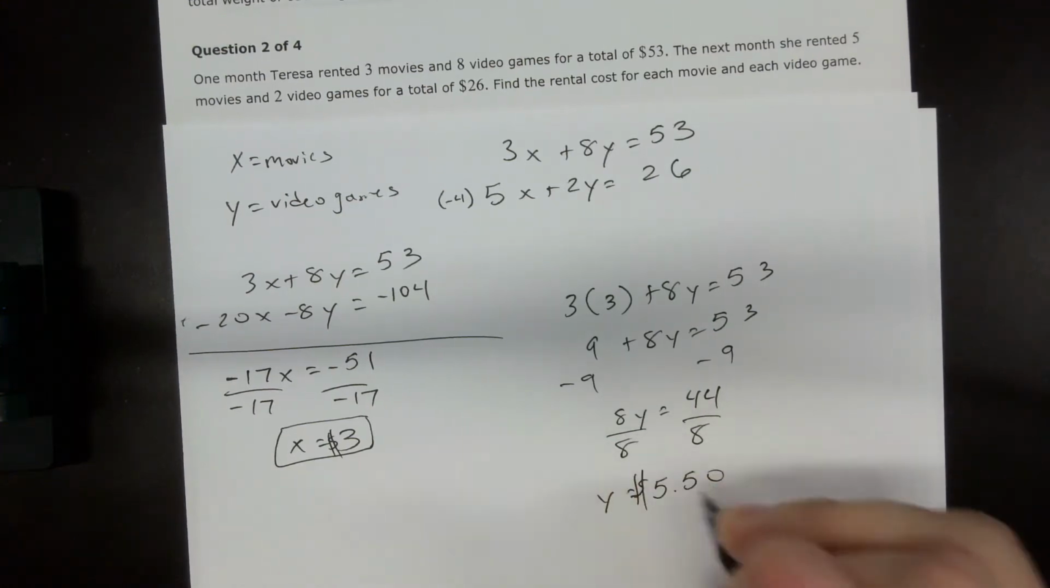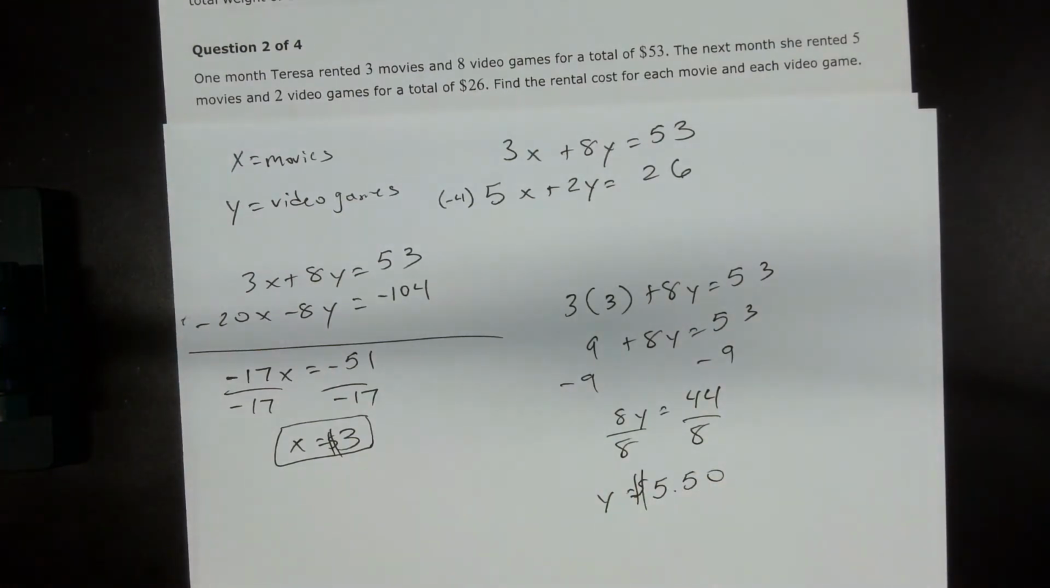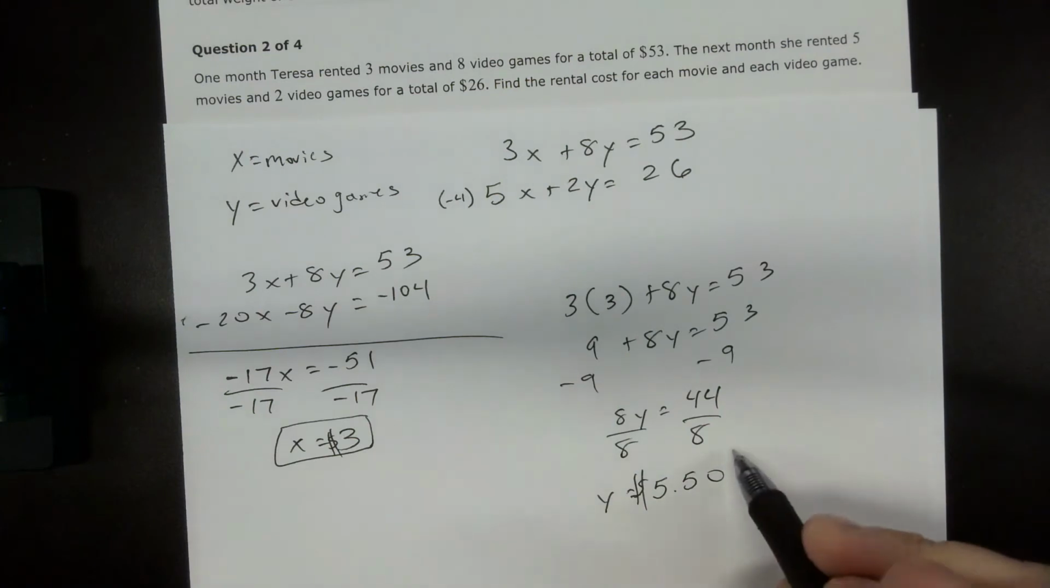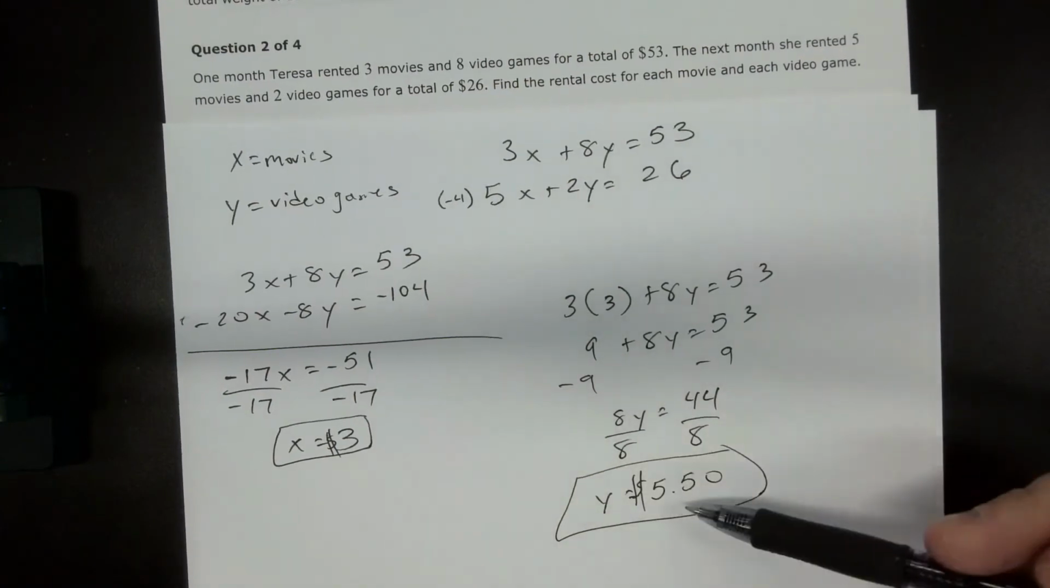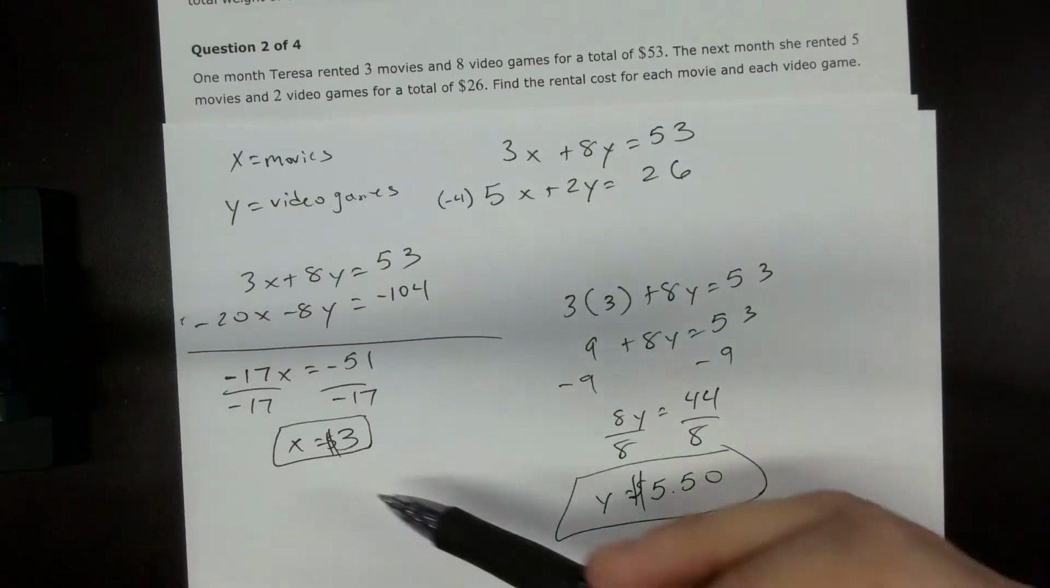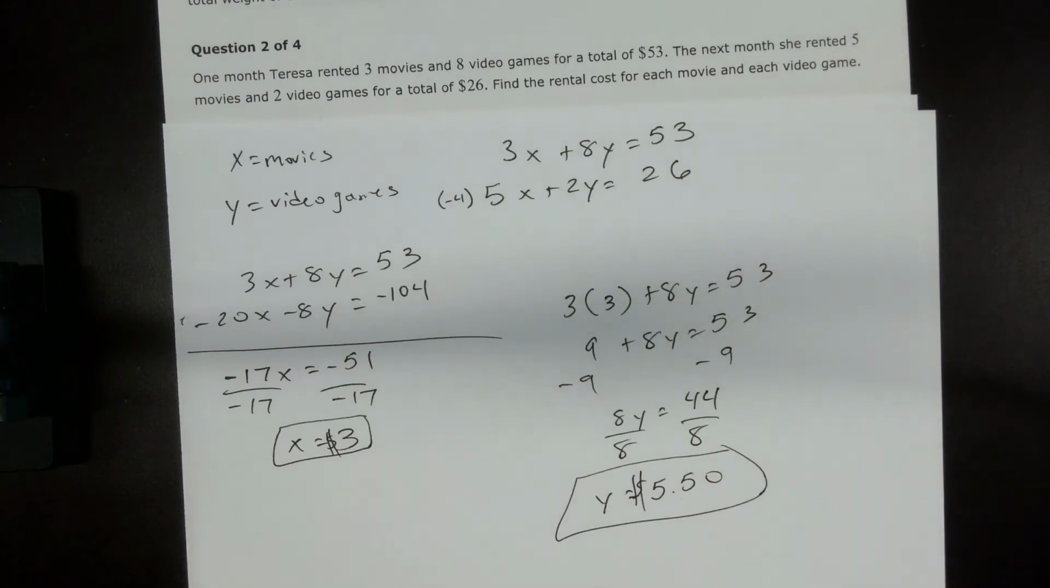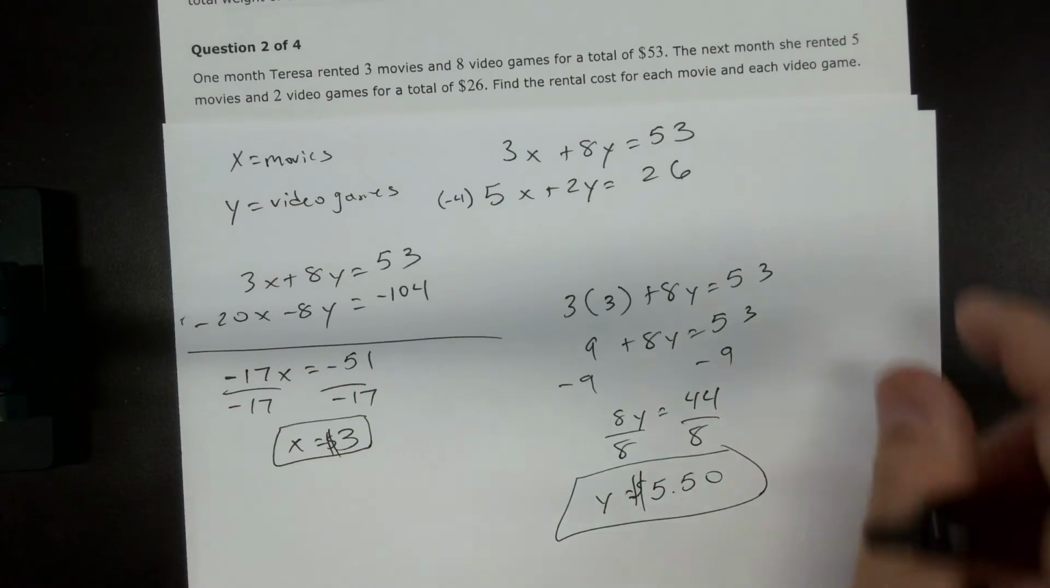$5.50. So video games cost more to rent than movies. Did you know that, Dre? In this problem, at least. So the cost of video games is $5.50. The cost of movies is $3. Okay, any questions on those?